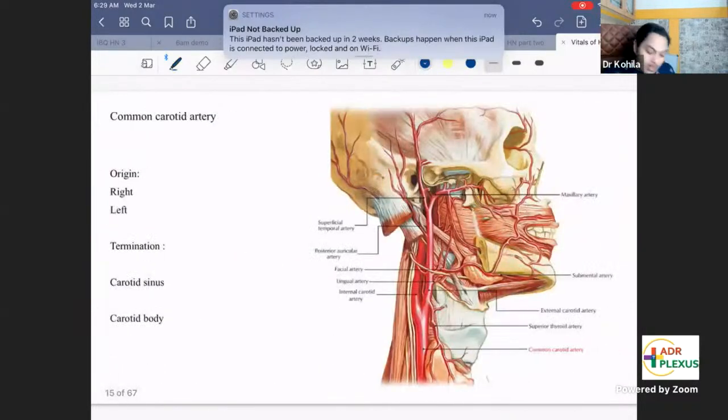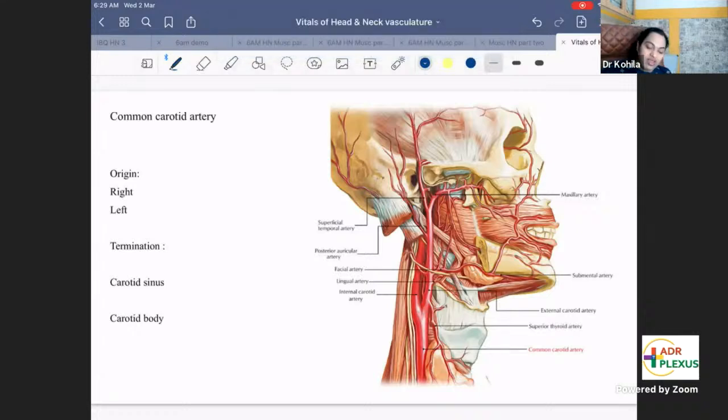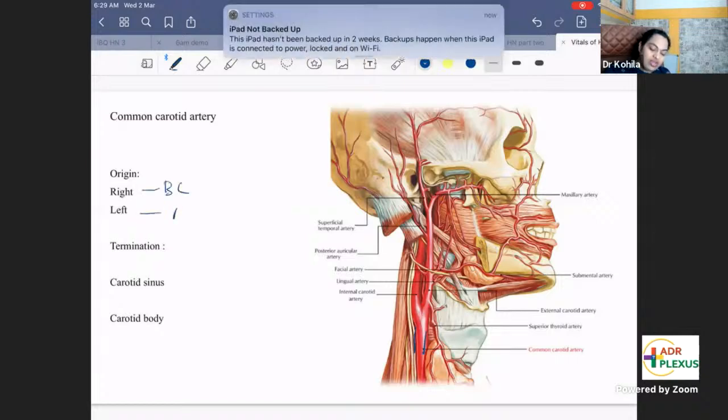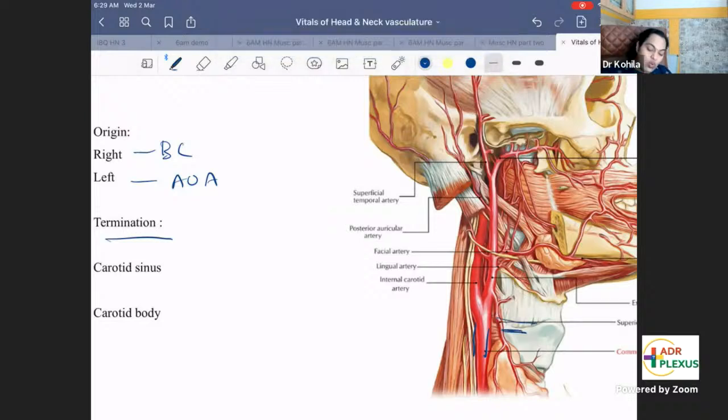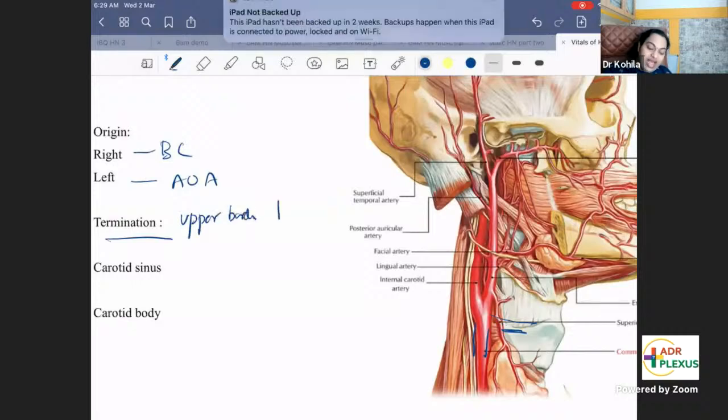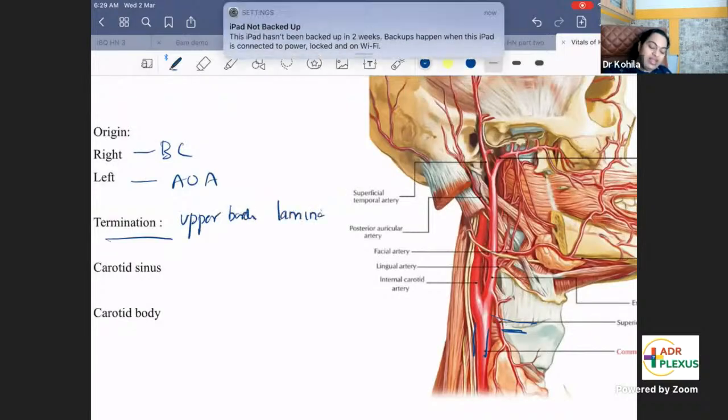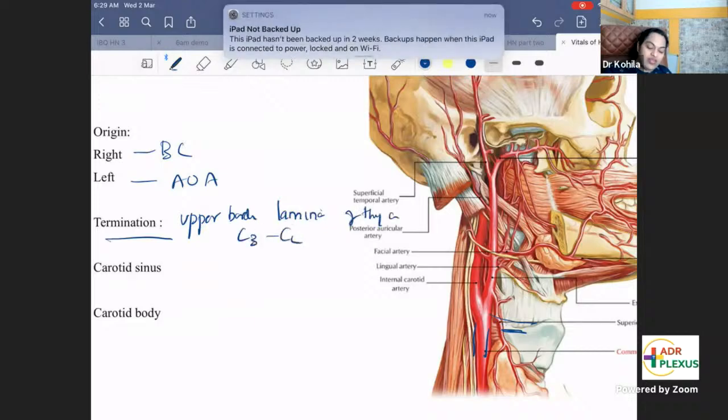Yeah, coming to the next one, the common carotid artery, easy. So on the right, you can see the common carotid here. On the right side, it's going to come from the brachiocephalic trunk. On the left side, arch of aorta. Yes, they have asked once, what is the level of termination of the common carotid artery? Yeah, it corresponds to the upper border of the lamina of the thyroid cartilage. Yes, vertebral level C3 to C4.